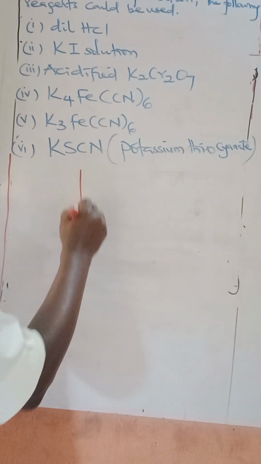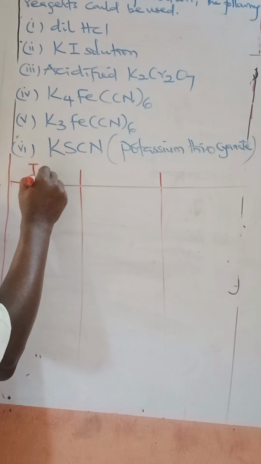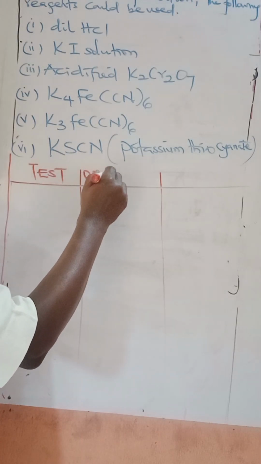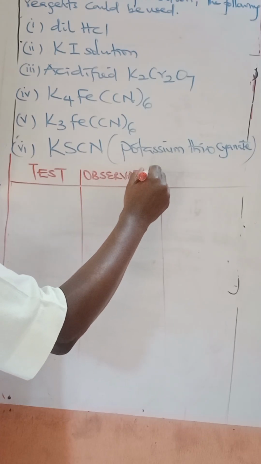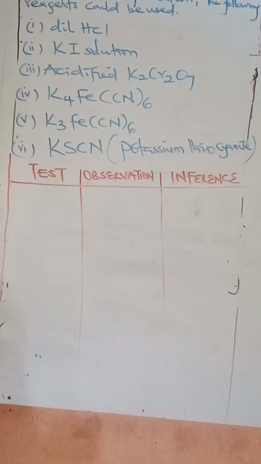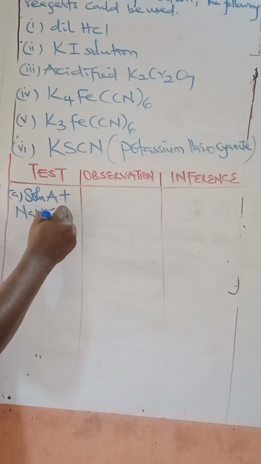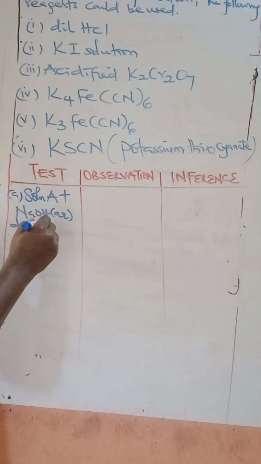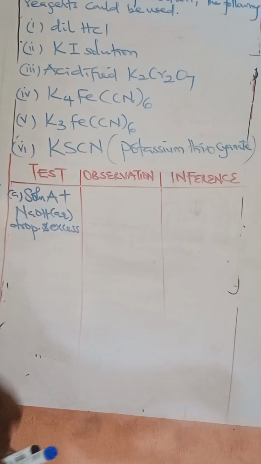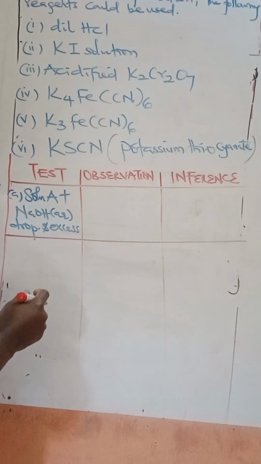If you want to carry out solution test, it must be reported in tabular form: test, observation, then inference. Test, observation, inference. Let's see the first one. You have solution A plus sodium hydroxide solution. You add it dropwise until it is in excess. You add in small quantity, later you increase the quantity. Having done that, look at what happens.